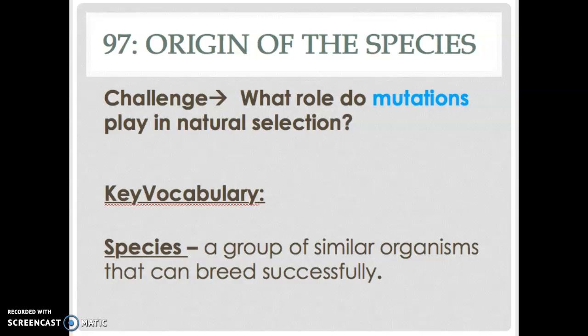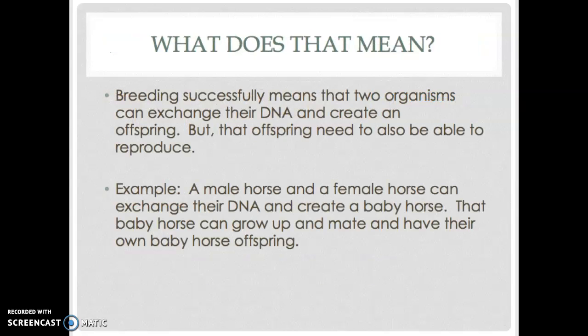Okay. Remember, I always remind you that you can pause this video as you need to write and then start back once you're finished writing. Okay. So what does that mean? A group of similar organisms that can breed successfully. Okay, here's what it means. Breeding successfully just means that two organisms can exchange their DNA and create an offspring. But the trick is that that offspring has to also be able to reproduce.